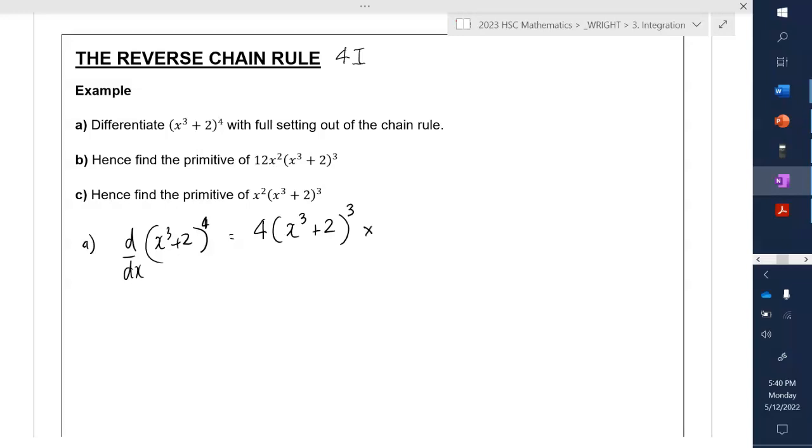And what we did was then we would multiply by the differentiated part inside our bracket. So we're going to multiply by 3x squared. So what we will end up with is the 4 will times by the 3 to get us 12x squared, and our brackets are x to the power of 3 plus 2 or to the power of 3. Okay, so that is our first solution. That is the derivative of our function x cubed plus 2 to the power of 4.